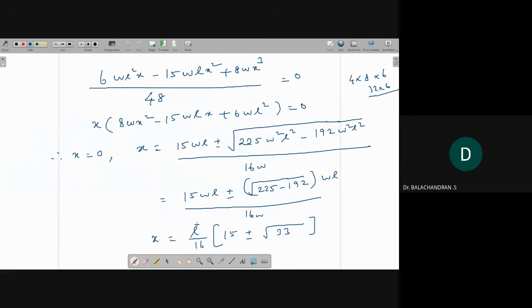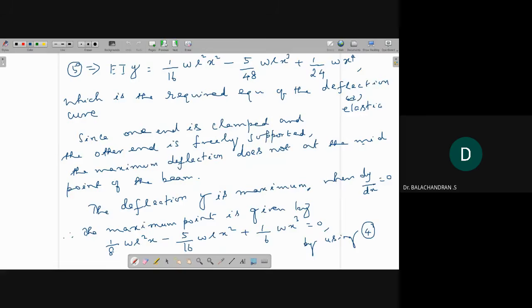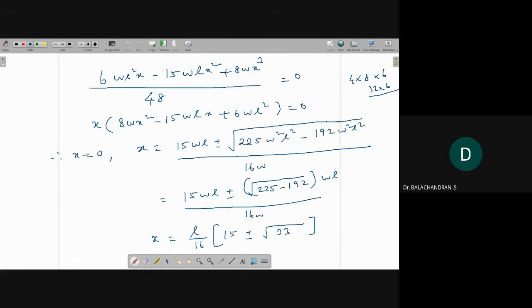Look carefully at this one. You can easily neglect x equal to 0. The reason is that end is clamped, so the maximum deflection will not occur there. So I eliminated x equal to 0. Only two options remain. Out of the two options, plus will not come, minus will come. Why will plus not come?